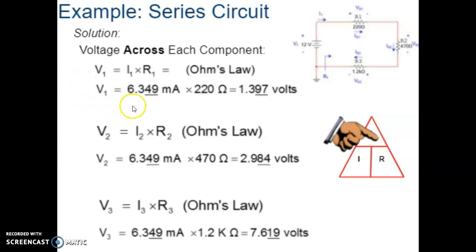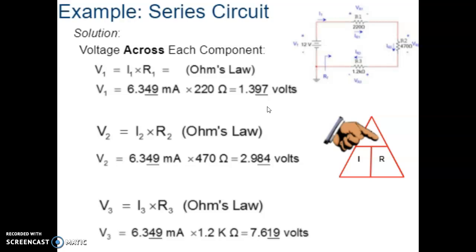So we know that 6.349 milliamps times 220 ohms will equal 1.397 volts. And you're saying, well, how is that possible? 6.349 times 220 does not even remotely equal 1.397. Okay, well, you're right, it doesn't. But 0.006349 times 220 does equal that.